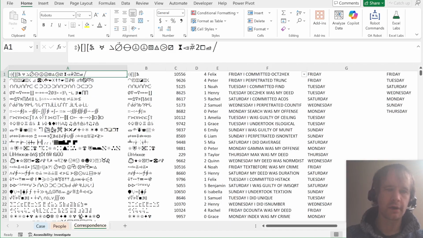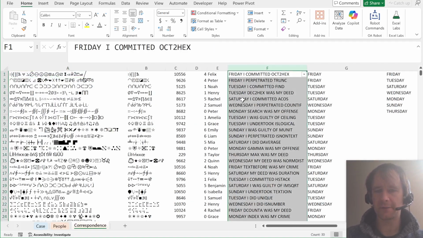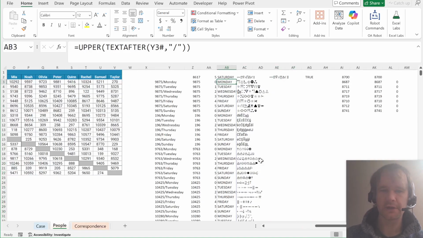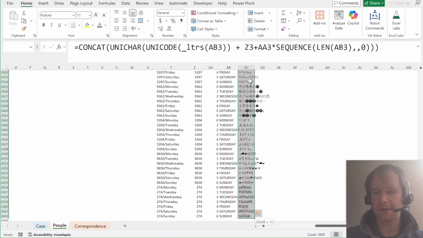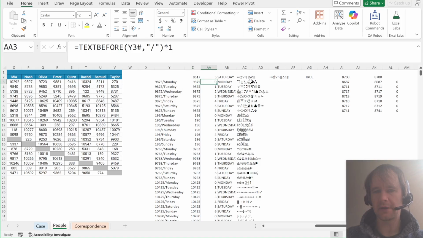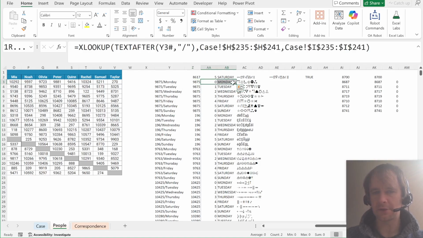We're told that the correspondence begins with the first word being the day of the week on which it was written. So you can see in the decrypted form, they're all like Friday I committed, Tuesday I did, Saturday I was, etc. So I said, okay, with this big shift and this along shift, what does Monday become? Because an along shift of 0 only happens on Monday, an along shift of 1 only happens on Tuesday.